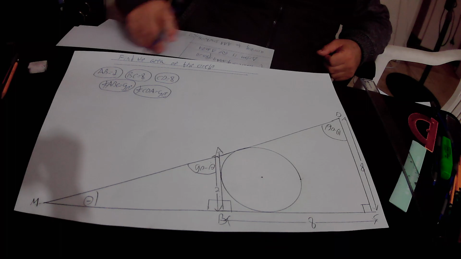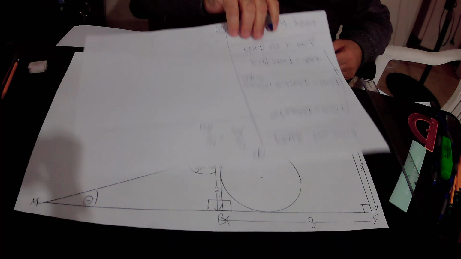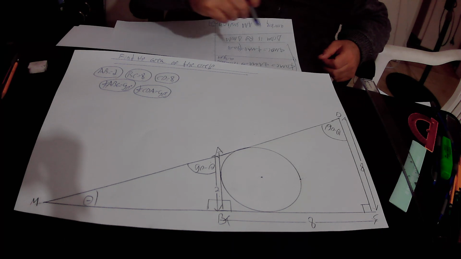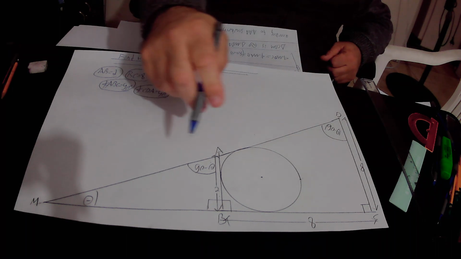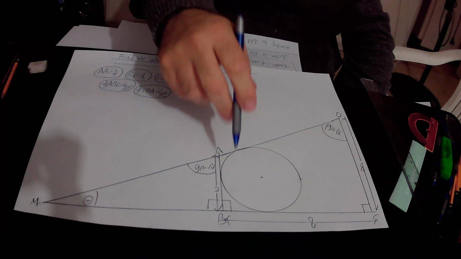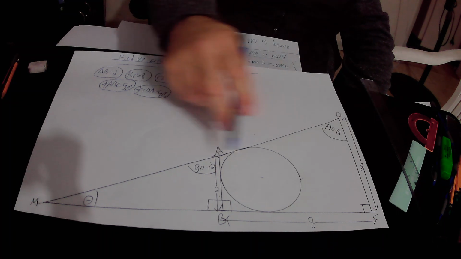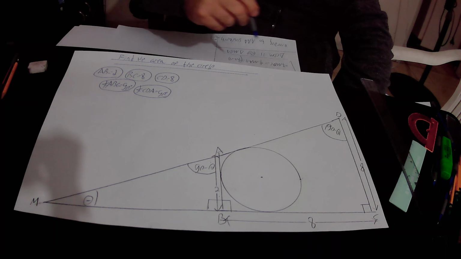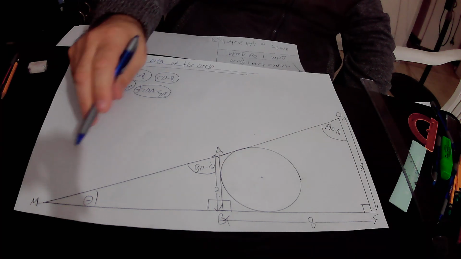Again, we conclude that DC over AB equals CM over BM. So DC over AB equals CM over BM.